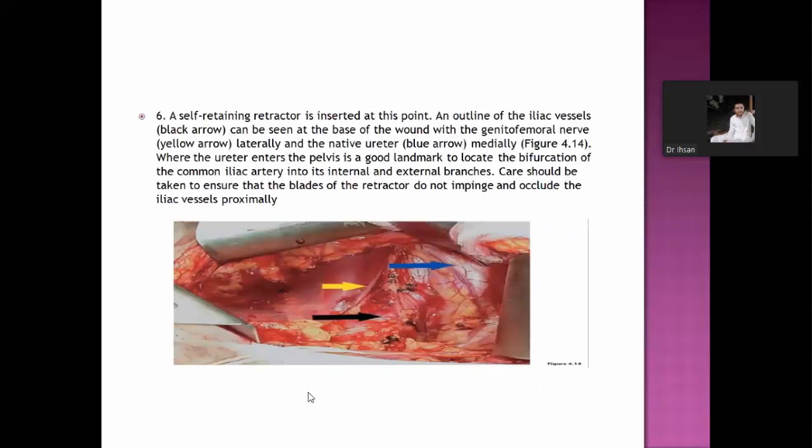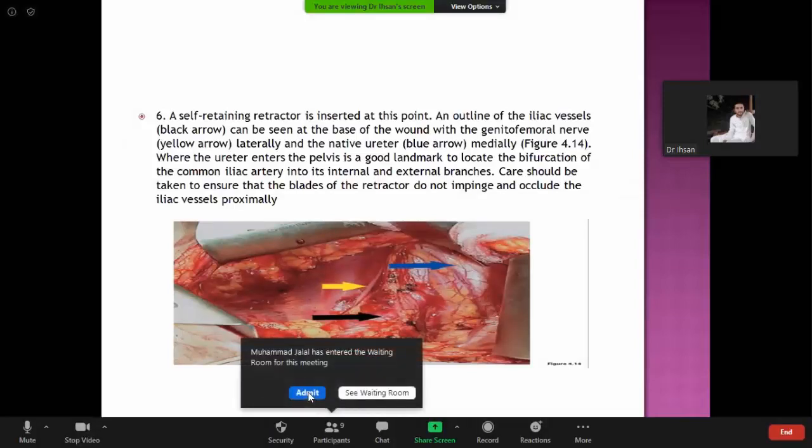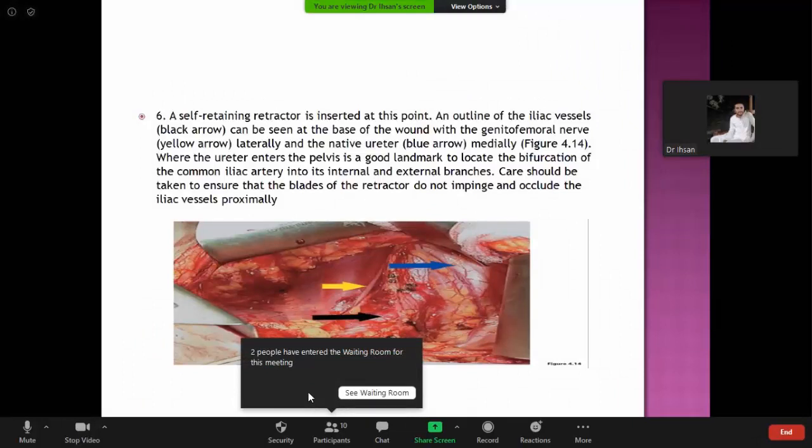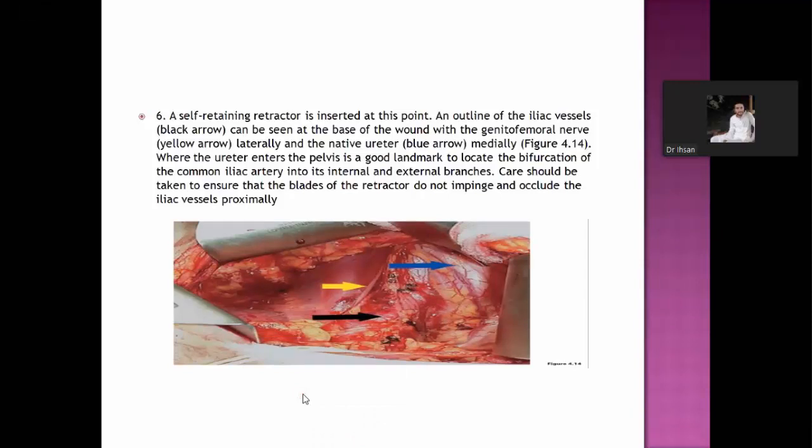The sixth step is a self-retaining retractor is inserted at this point. An outline of the iliac vessels can be seen at the base of the wound with the genitofemoral nerve laterally and the native ureter medially. Where the ureter enters the pelvis is a good landmark to locate the bifurcation of the common iliac artery into the internal and external branches. Care should be taken to ensure that the blades of the retractor do not impinge and occlude the iliac vessels proximally.